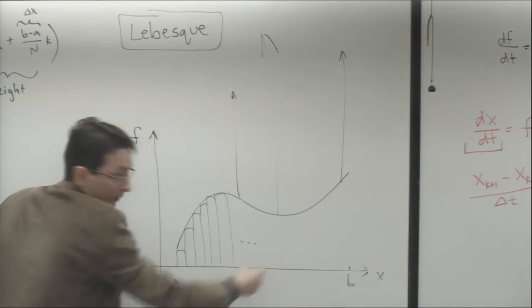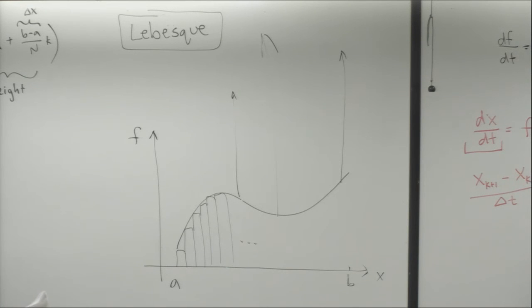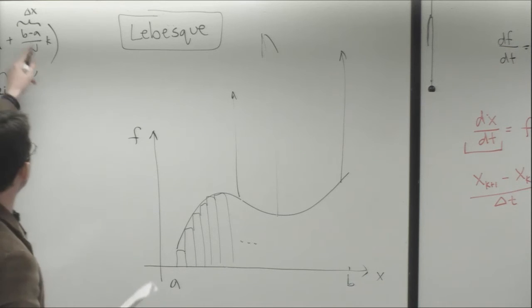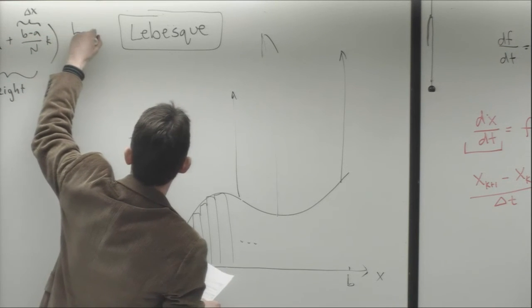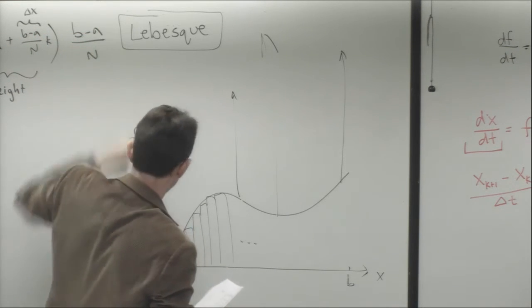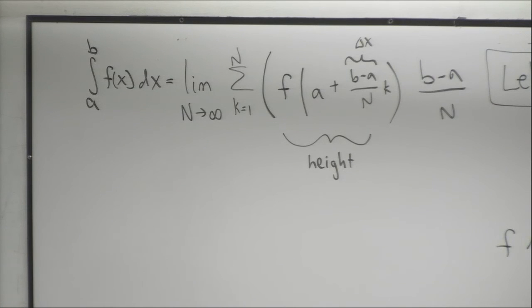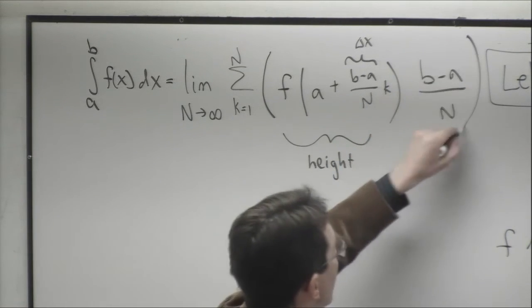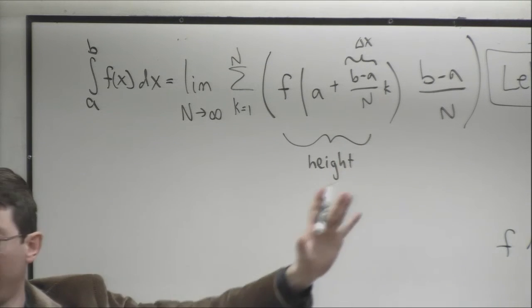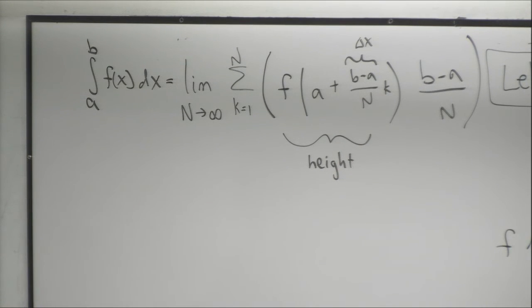What's my width of one rectangle? Right, it's my delta x. It's b minus a divided by n. Okay, so this is my kind of formula, my Riemann integral.